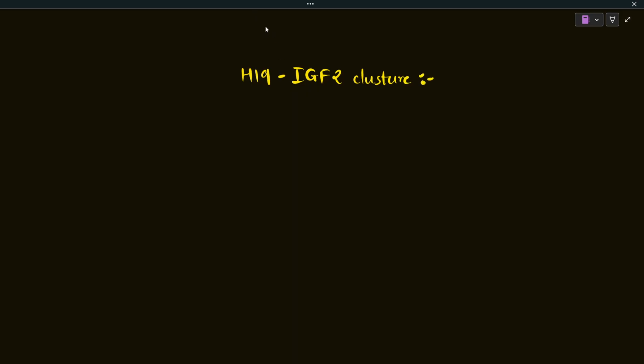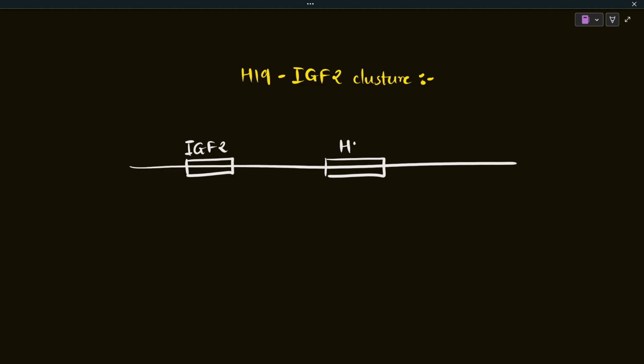Okay, let's learn about how this cluster is going to control fetal development. This cluster contains two genes, H19 and IGF2. This is the region on which there will be a gene known as H19, and this is IGF2. We know that IGF2 is a growth factor. There will be another gene known as H19.